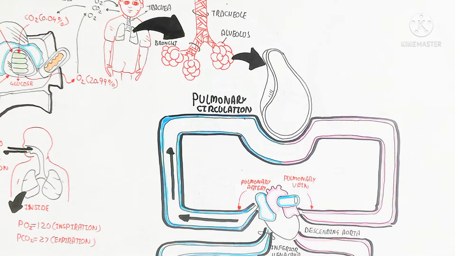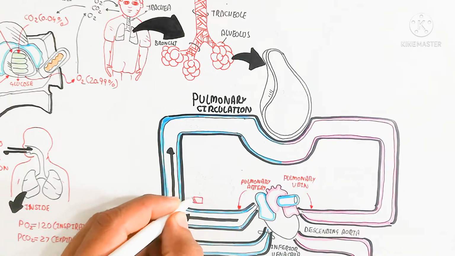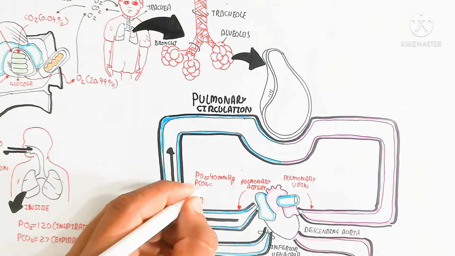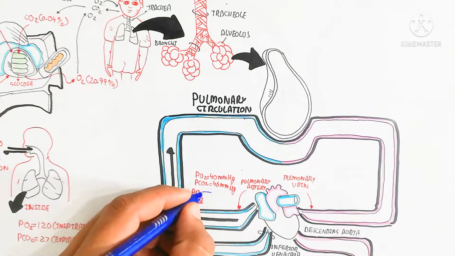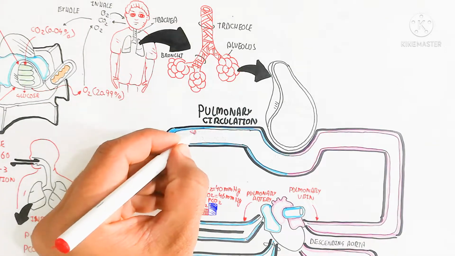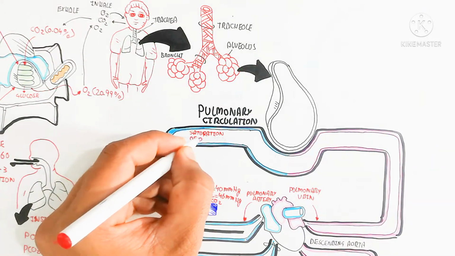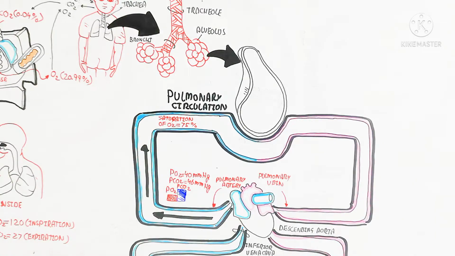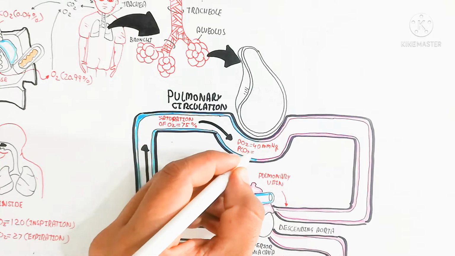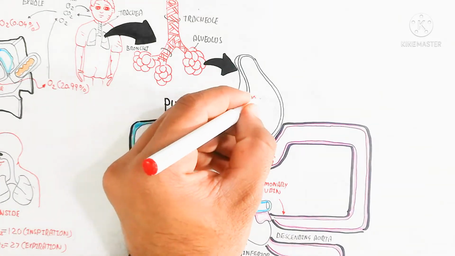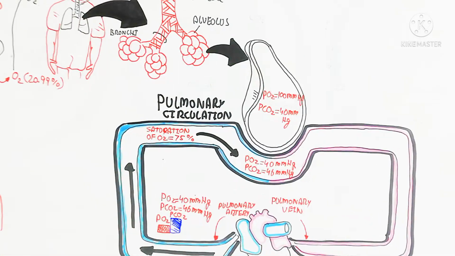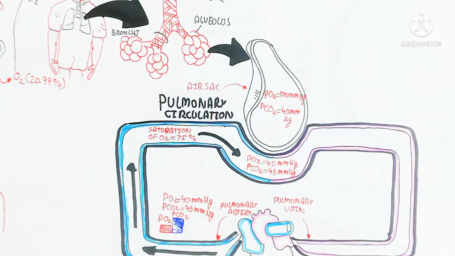So let's begin to understand. First of all, suppose deoxygenation occurs. In this deoxygenated blood the partial pressure of oxygen is 40 millimeters of mercury, while carbon dioxide is 46 millimeters of mercury. The oxygen saturation is 75%, because the peripheral tissue has extracted oxygen. Here in the air sac the partial pressure is 100 millimeters of mercury for oxygen, and carbon dioxide is 40 millimeters of mercury.